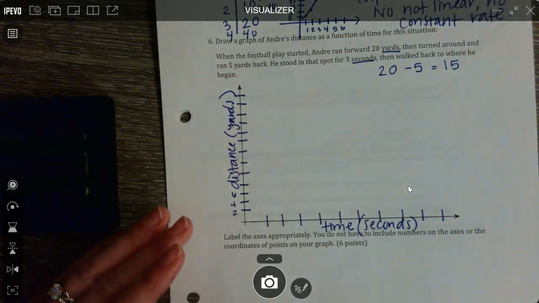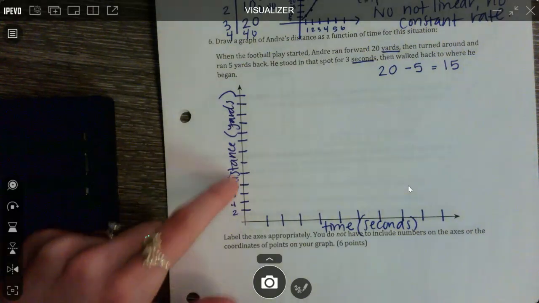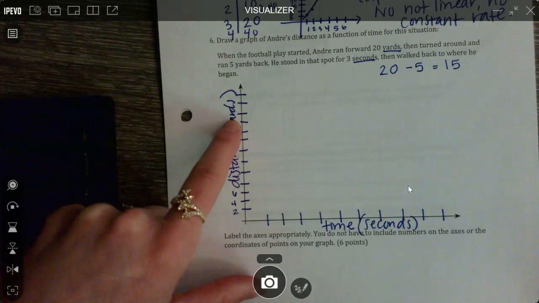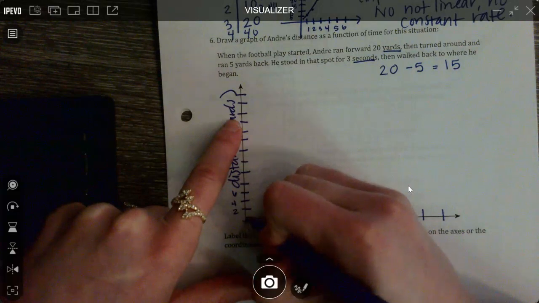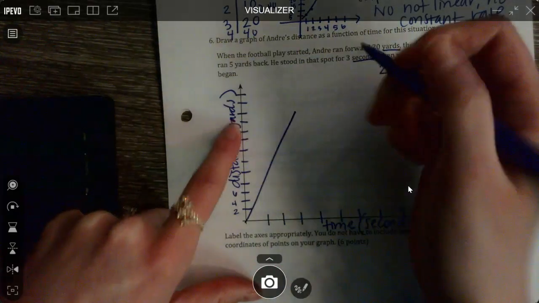Sure. All right. So we're running 20 yards. So I got to get to 20. 12, 14, 16, 18, 20. I got to get up to here. Okay. So I'm going to say it took me that long. It took me about 3 seconds to run 20 yards.